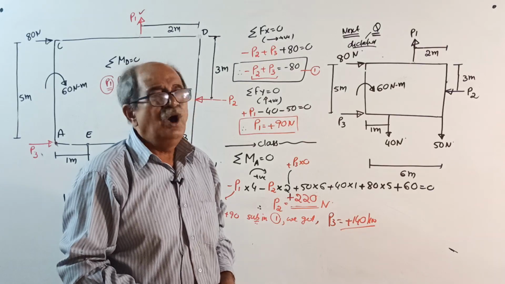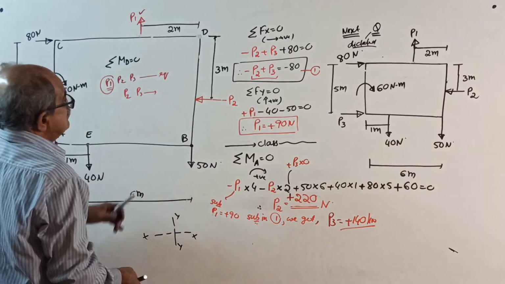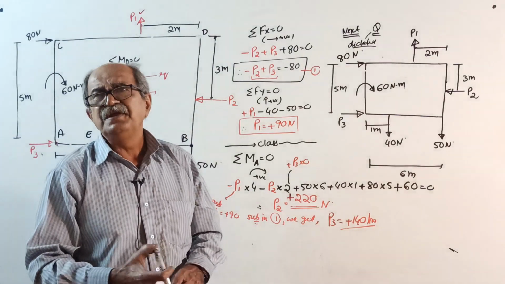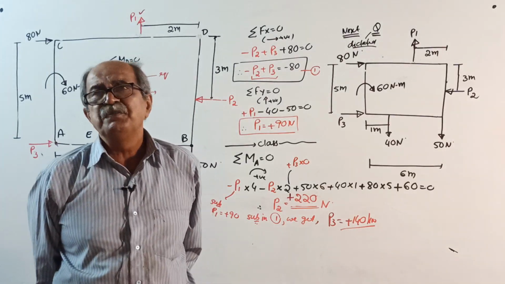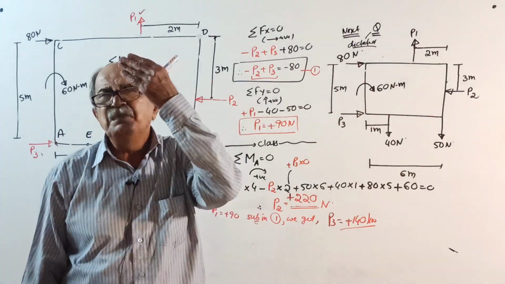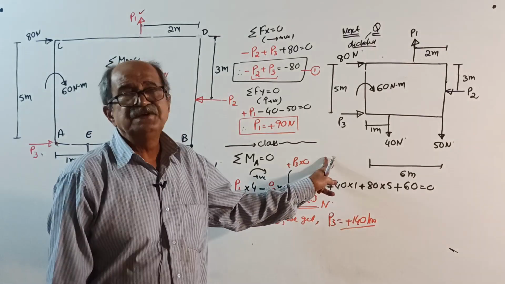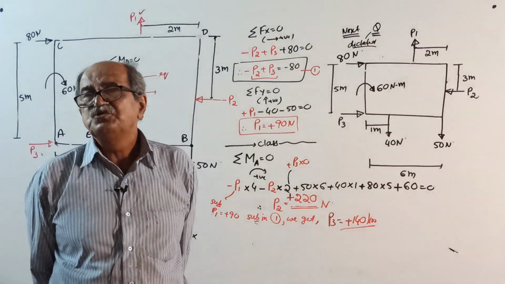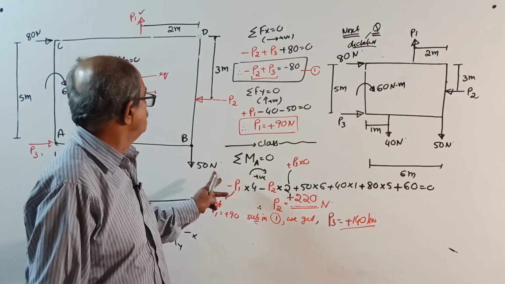Or, just for understanding, you can take moment about B. On any point you take moment, there is no restriction. Once the force equilibrium is maintained, when you apply sigma M equal to 0, taking moment about any point has no effect on the answer. The expression and equation will change, but when you solve, the final answer will never change. Okay, go through this question.